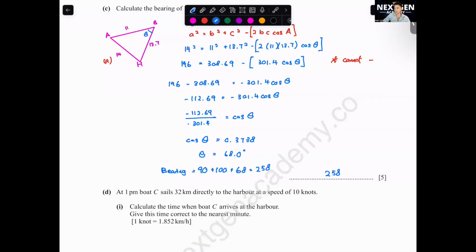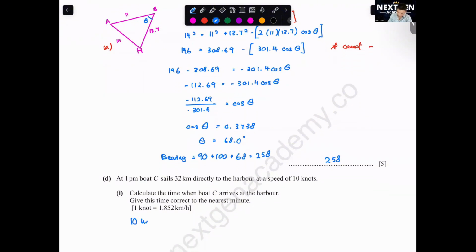Question D. At 1 p.m., boat C sails 32 km directly to the harbor at a speed of 10 knots. Calculate the time when boat C arrives at the harbor. Give this time correct to the nearest minute. So 10 knots, what did they say here? They say 1 knot is 1.852 kilometers per hour. So 10 knots, we just multiply by 10, which is 18.52 kilometers per hour.